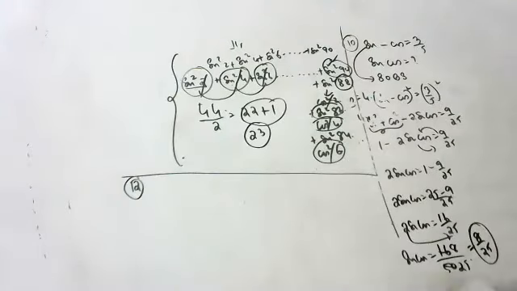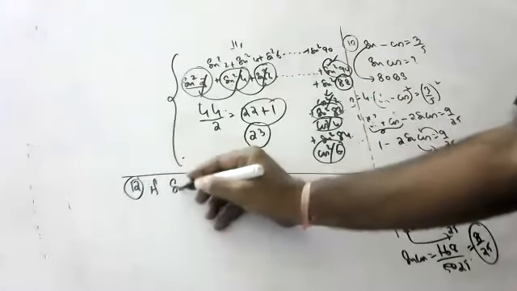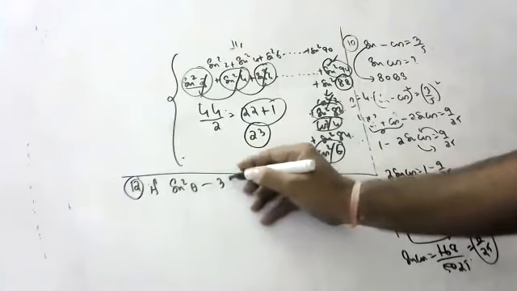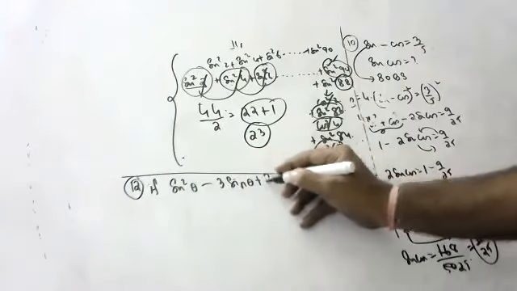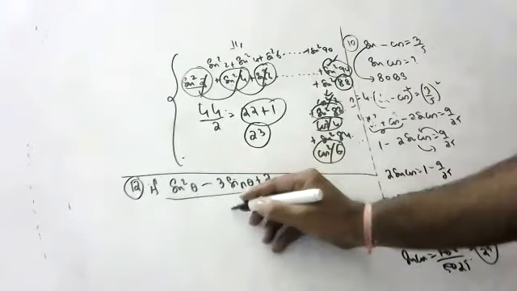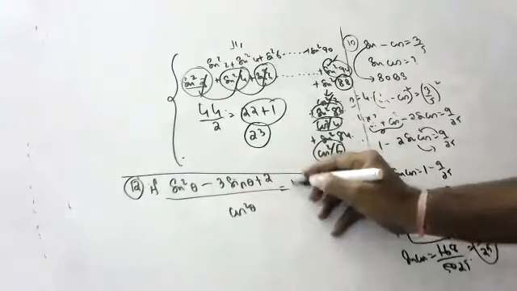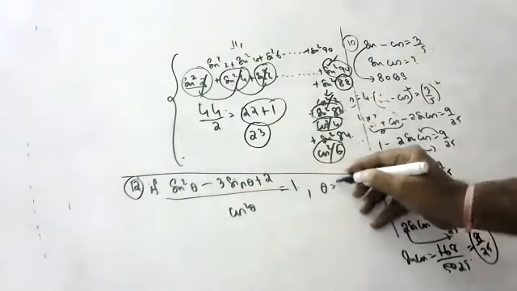Next, children, if (sin square theta minus 3 sin theta plus 2) by cos square theta is equal to 1, the question is, find the value of theta.